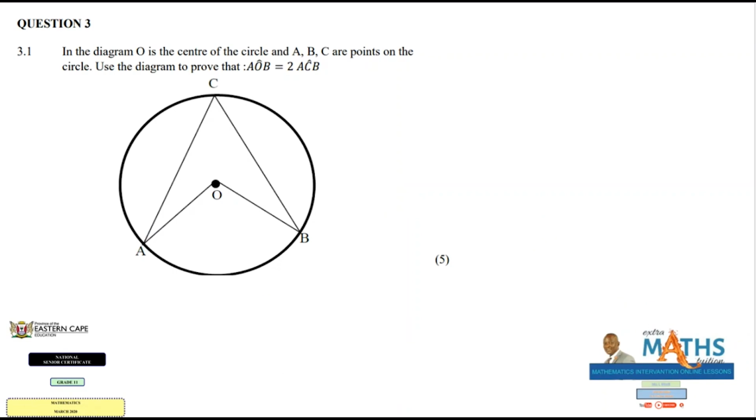Okay, guys, now let us look at this problem. This is question 3, which is adopted from 2020 Eastern Cape, grade 11. For exam purposes, you will be given a diagram and then you will be asked to prove that angle AOB is twice angle ACB.